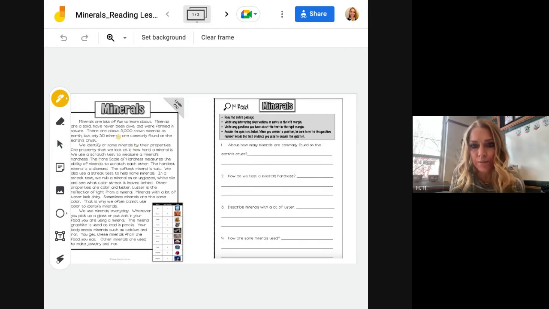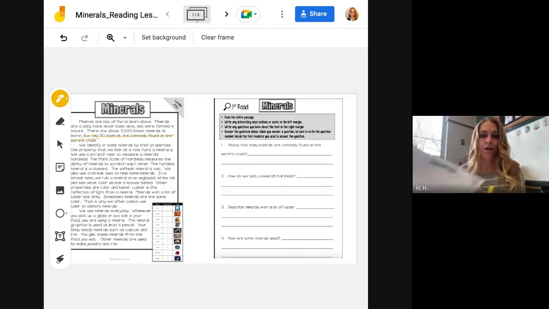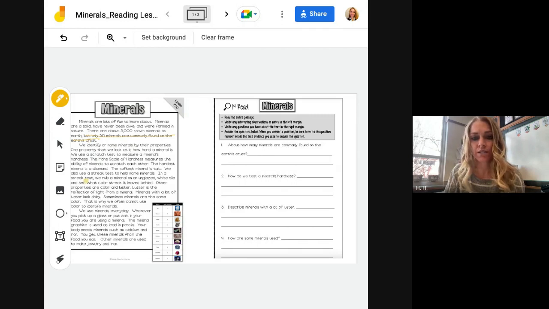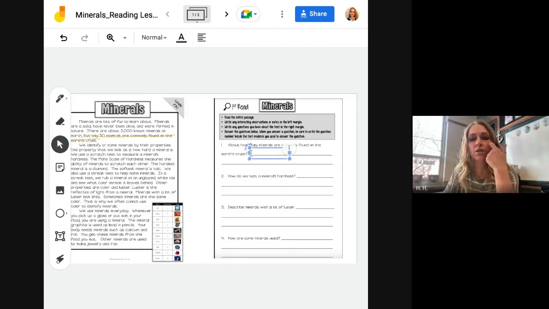So about how many minerals? Well, about 30 minerals are commonly found on Earth's crust. So that's my text evidence. On your paper copy, if you have that, you should have highlighted 30 minerals are commonly found on Earth's crust, right? Okay, and then we need to go in and type our response if you're using digital, or write our response over here on our practice page.